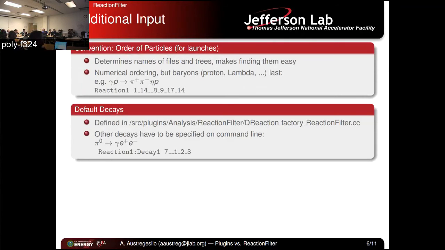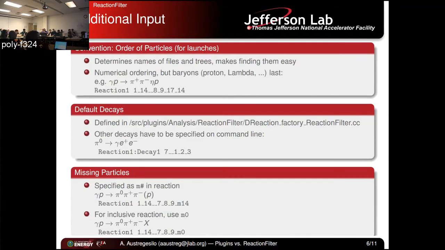So the decay is the same as the reaction itself. So you have a 7, which is the initial particle, 2 underscores, and then 1, 2, 3, which is coincidentally a gamma and an E plus and an E minus. So that will modify the reaction that you created. That will modify only the reaction 1, right?